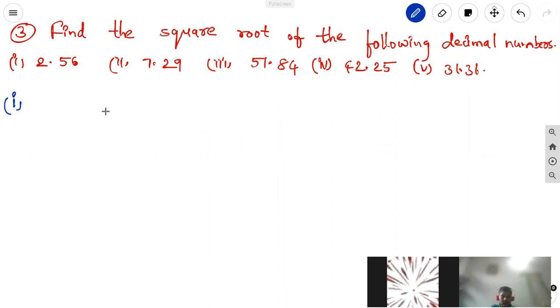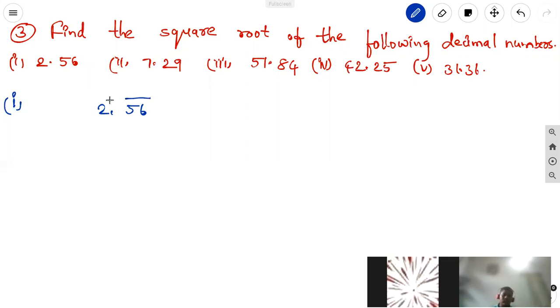Here, for 2.56, the division method, short division method and long division method, both are there. Prime factorization is the short division method, which we discussed in the previous class. Here the integral part is 2 and 56 is the decimal part.